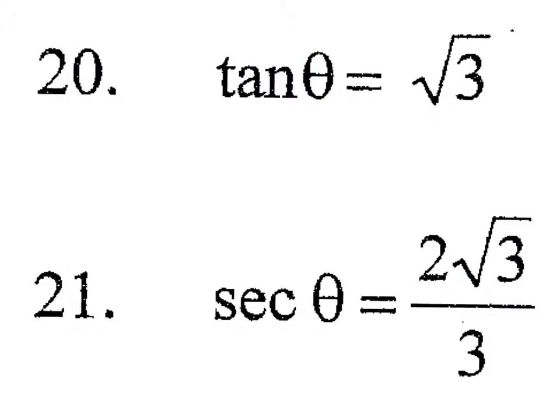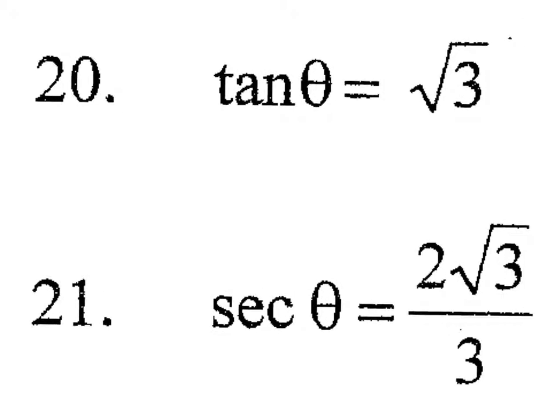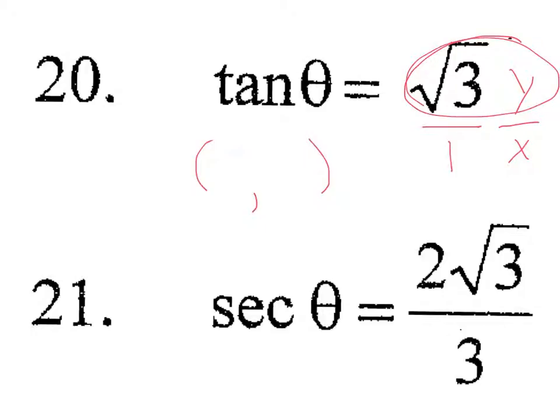Okay, I've really blown up 20 here for a reason. Tangent is sometimes tricky to kind of understand. Tangent is y over x. And so when I just see plain old square root of 3, that's got to be over 1. And so if I'm thinking about the ordered pair here, the y part is the square root of 3. The x part is 1.